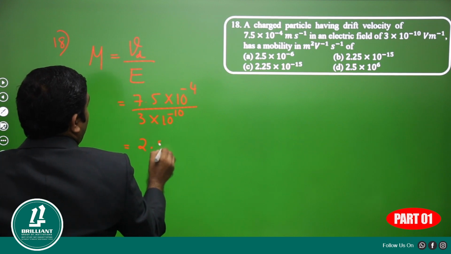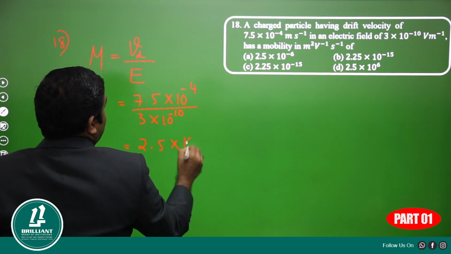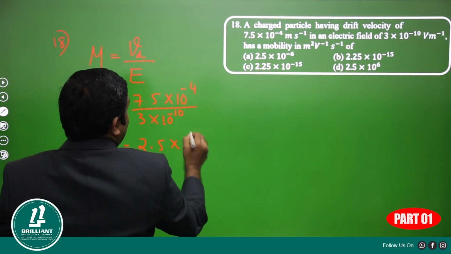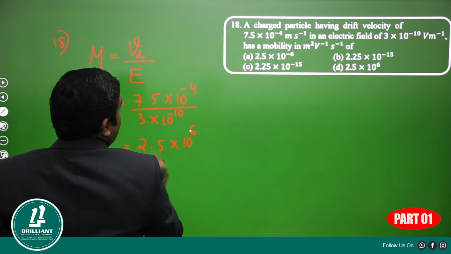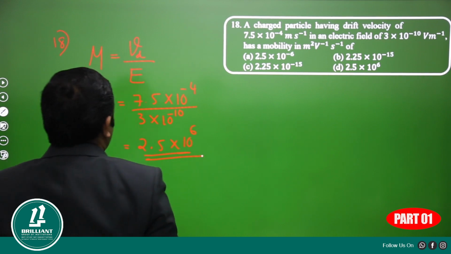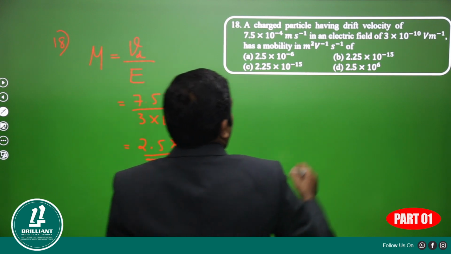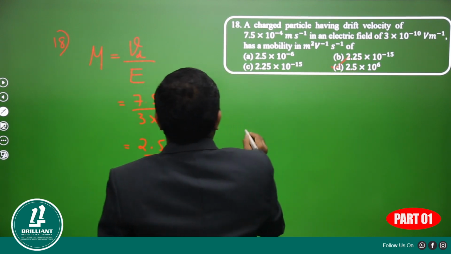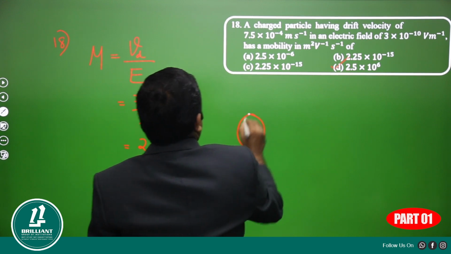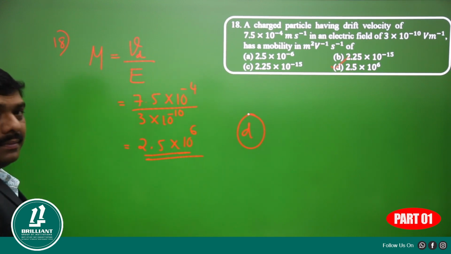7.5 by 3, 2.5 into 10 raised to minus 4 and 10. So it's coming 6 now. So the right answer is 2.5 into 10 raised to 6. Option D is the right one.